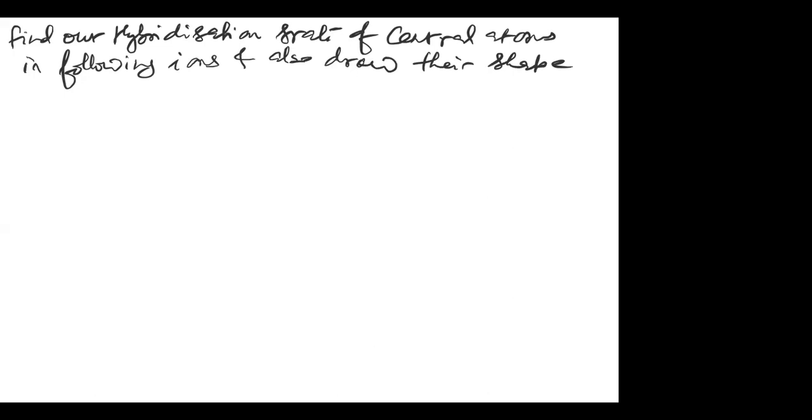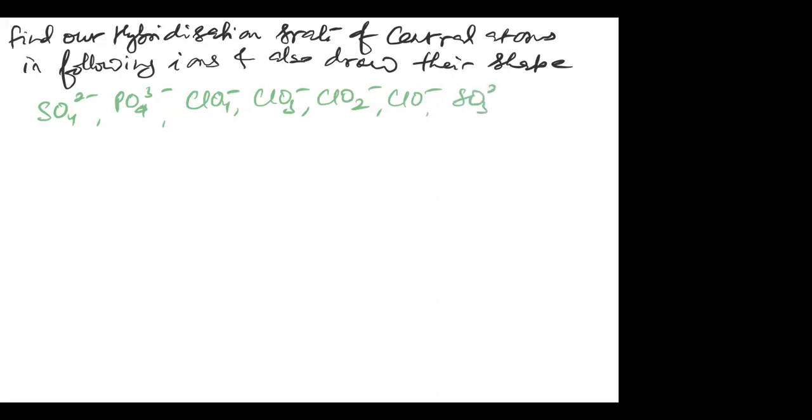Here the corresponding compounds may be sulfate, phosphate, perchlorate, chlorate, chlorite ion, hypochlorite ion. This may be sulfite ion. This may be carbonate. And this may be, let's say, nitrate.